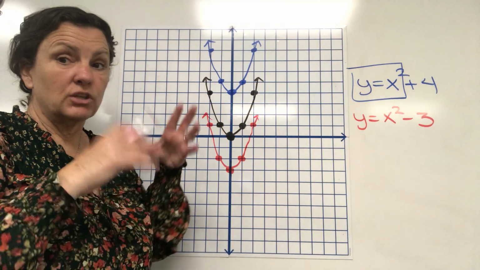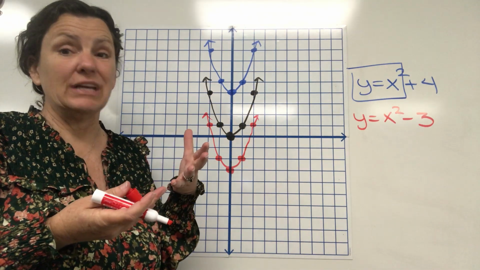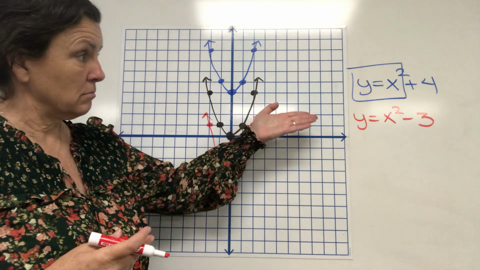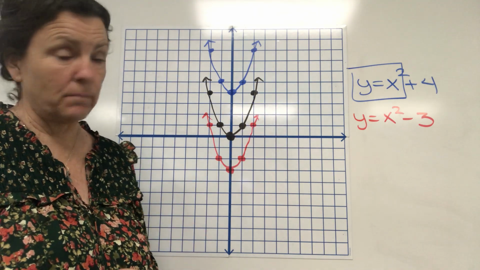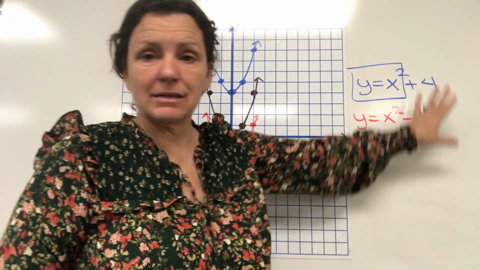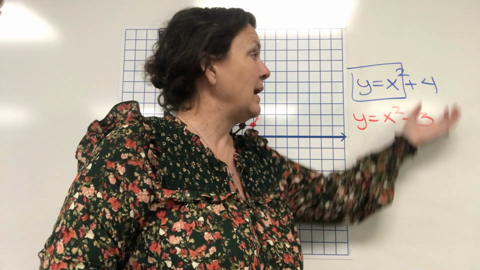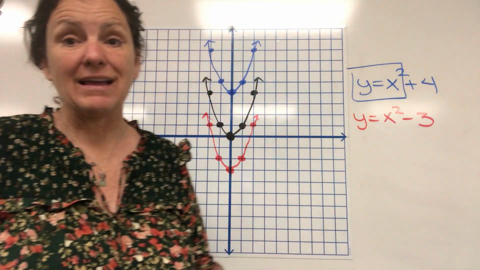Notice, the shape itself did not change. It just either shifted up or it shifted down. And this is called standard form. I don't see any crazy parentheses or anything that's making this look weird. I see the parent function and adding or subtracting of a number at the end.